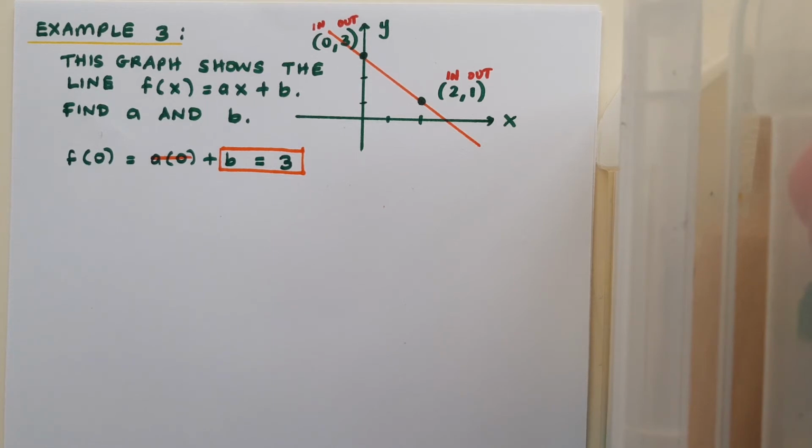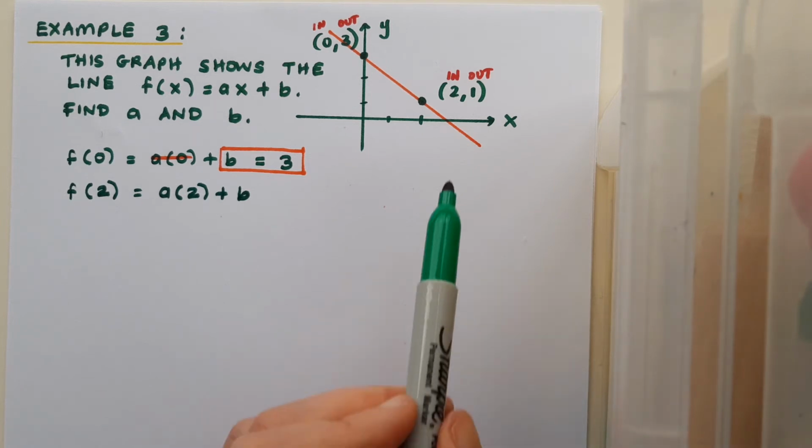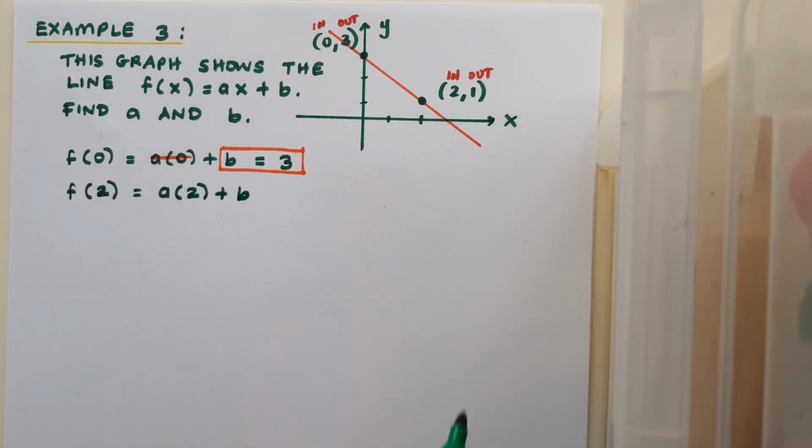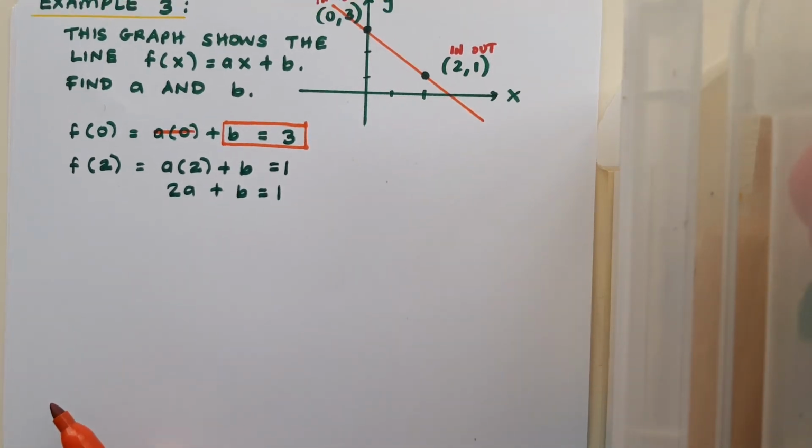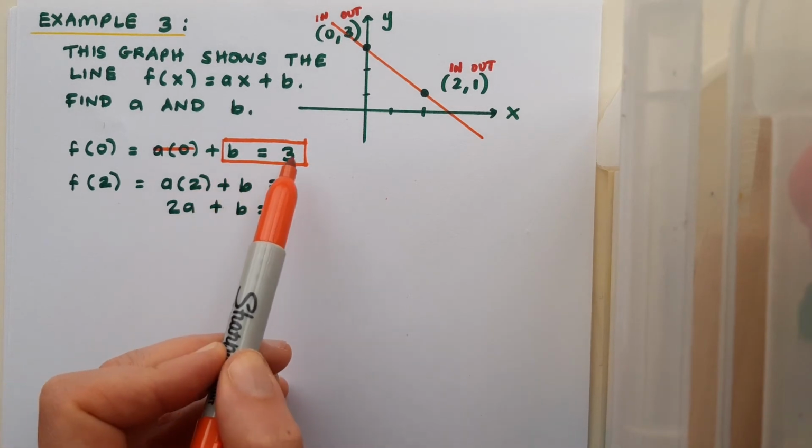So I'm going to go on now and use my second point, the point (2, 1). That means I'm going to put 2 into my function, so f of 2. So I'm replacing my x with 2, a times 2 plus b, and I'll let it equal 1 because 1 is the output for that point. And I can tidy this up a little bit to 2a plus b equals 1. But actually, hang on a second, because we solved for b earlier in the question. So I now know that b equals 3.